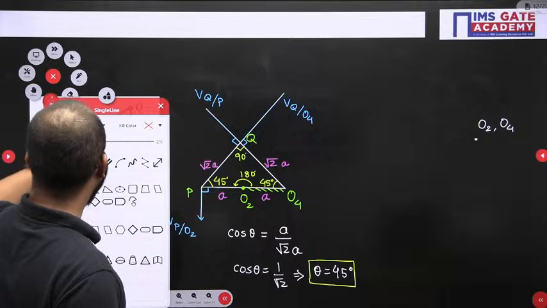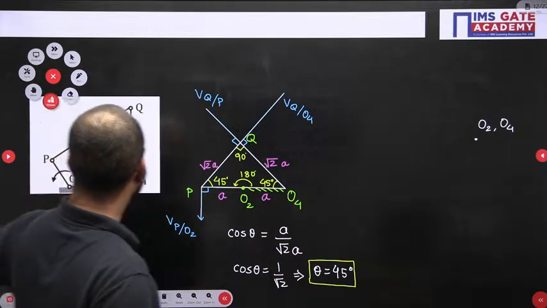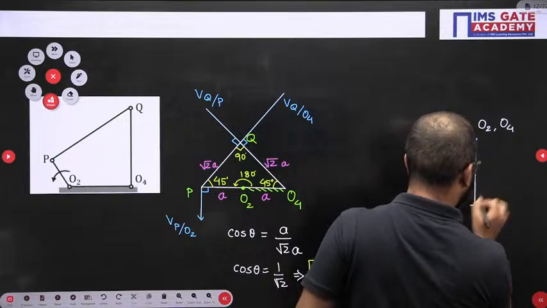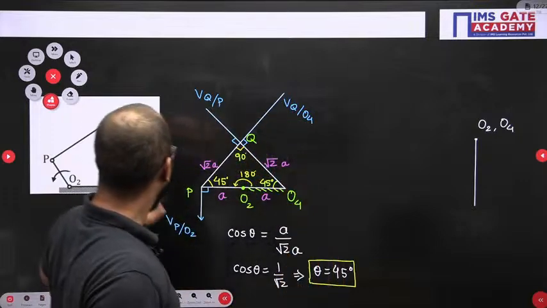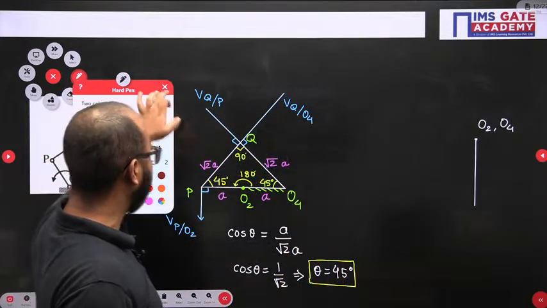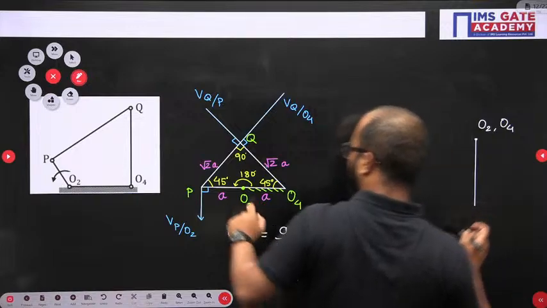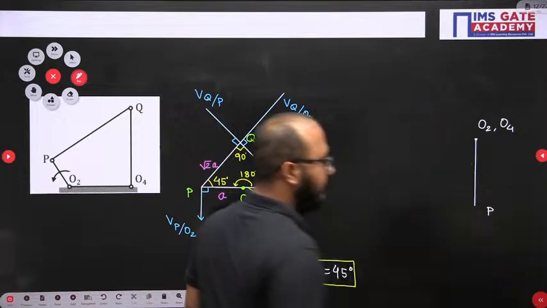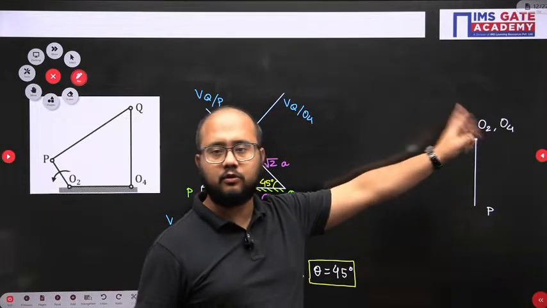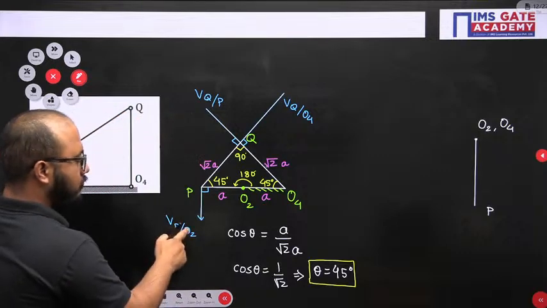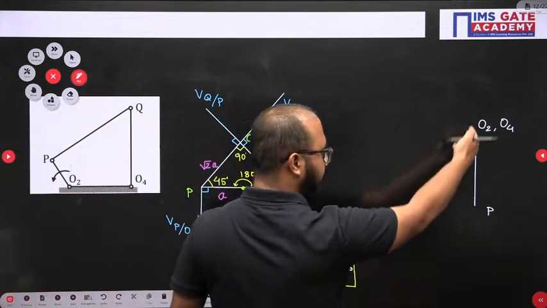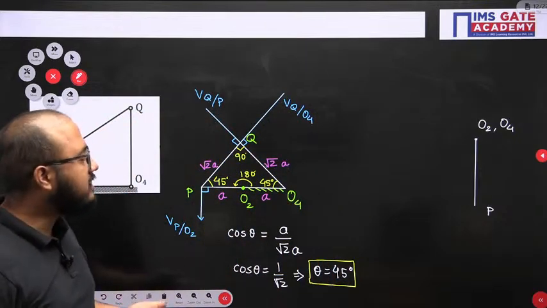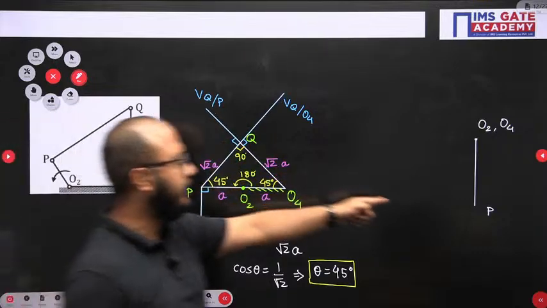Vertically downward. Let me use this vertical line here. Done. I have drawn it on a slightly larger scale so that you can easily understand. So that point will be point P, because we are writing the velocity of P with respect to O2. O2 was the reference point, and from that I have drawn the velocity vector vertically downward. Done. Next I will draw the vector Q with respect to P. The P point we have figured out.